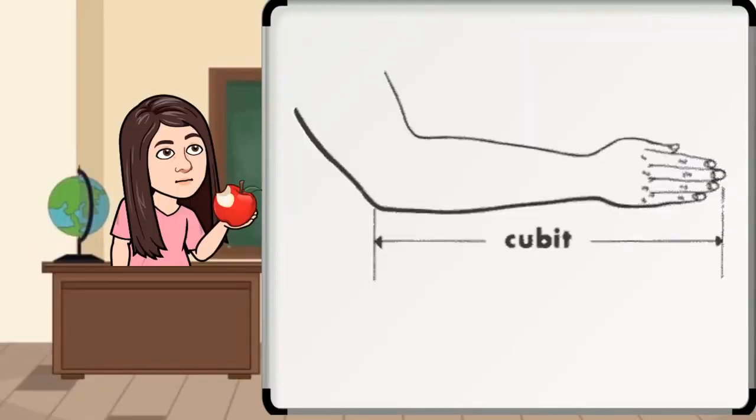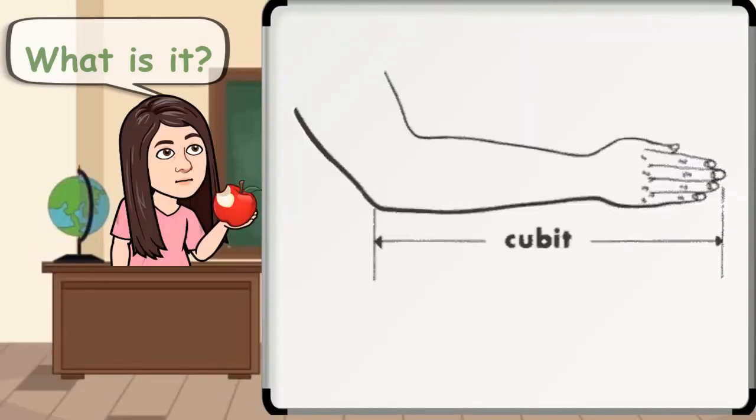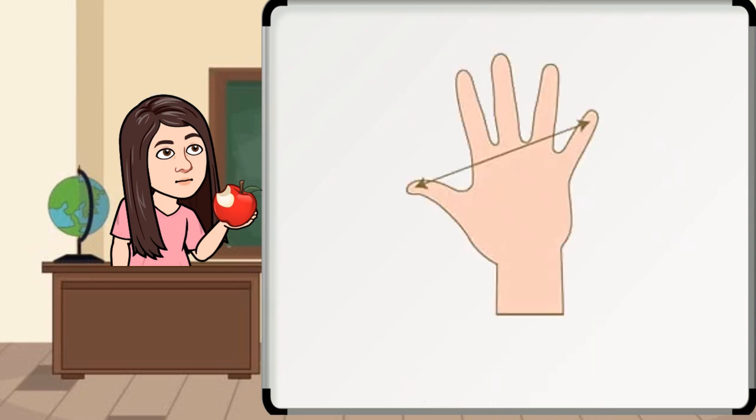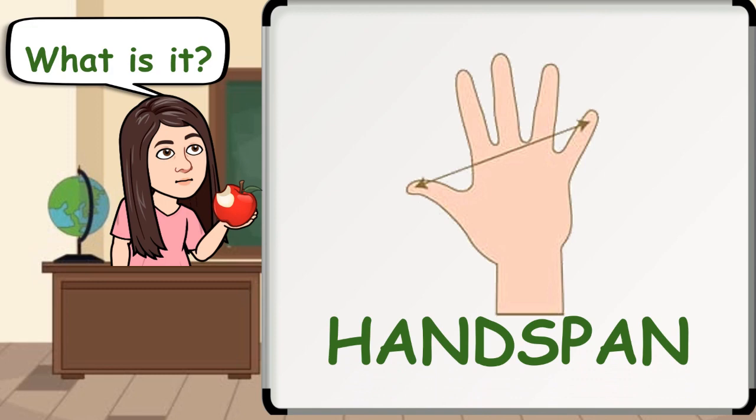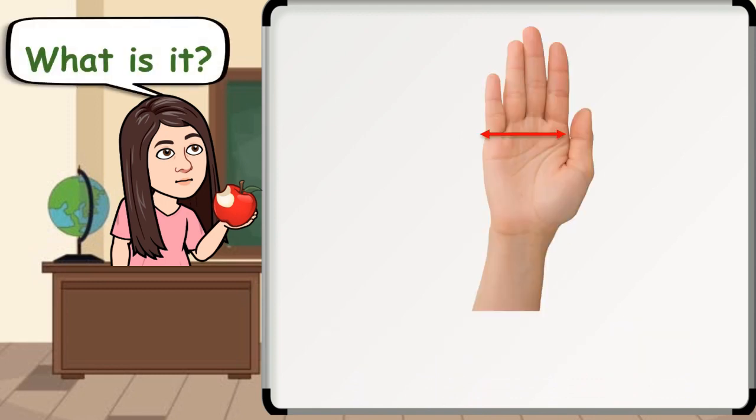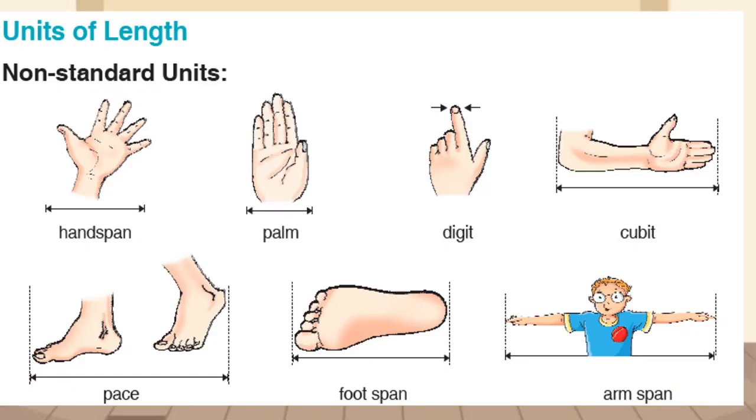First is the forearm length, which was called cubit. Next is the handspan, which was considered a half cubit, while the palm was considered 1/6 of a cubit. The Egyptians came up with these units to be more accurate in measuring different lengths. Here are more illustrations of the non-standard units used in measuring length.